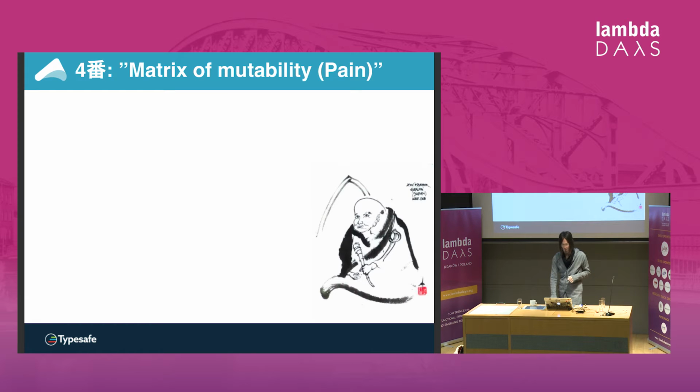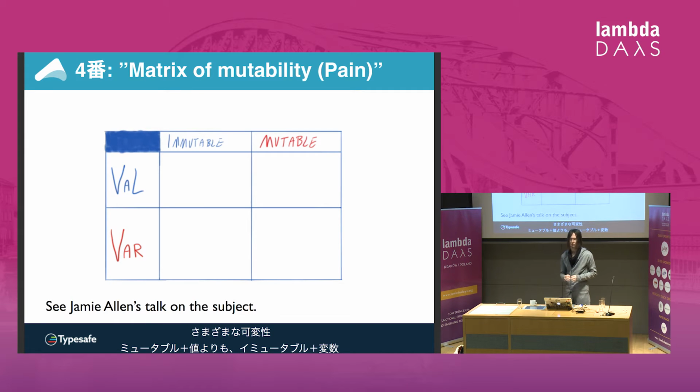Okay, the fourth point is the matrix of mutability. You may have seen that one if you've seen any of Jamie Allen's talks, a colleague from TypeSafe, who has a nice way of explaining which references and data types you should be using and which not. I thought it's important enough to give it a nice visualization. If you have a value and it's immutable, that's basically the best thing that can happen because nothing can change, but it's also not very useful because you can't mutate it at all, right? So it's a fact, something that never changes.